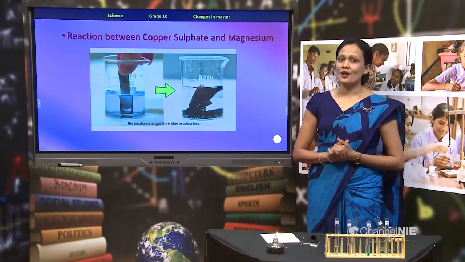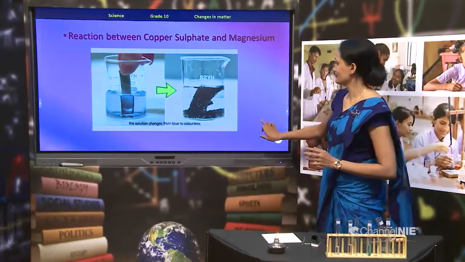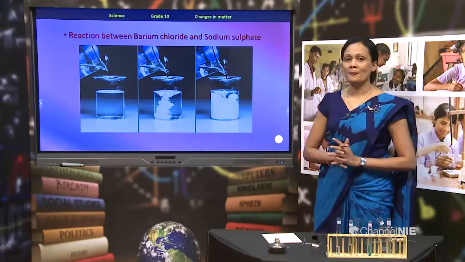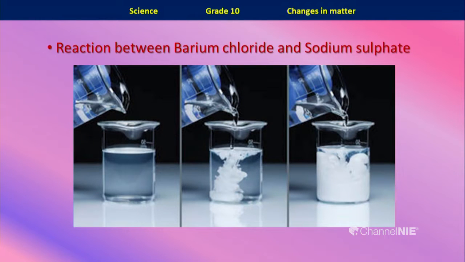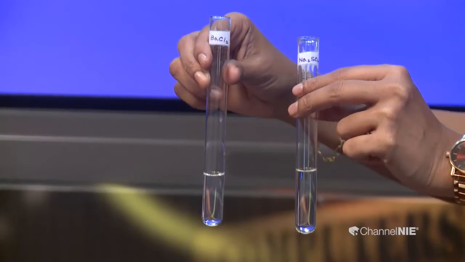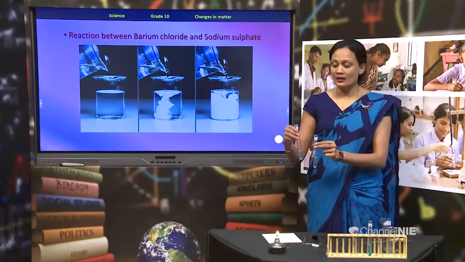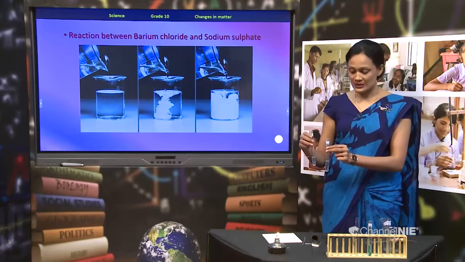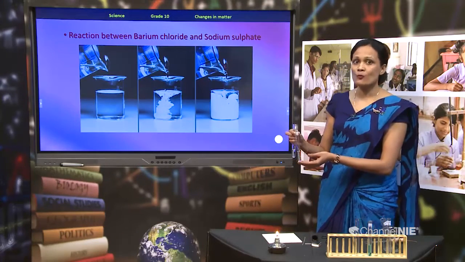Okay children, now I am going to do another experiment. Here I have two solutions, one is sodium sulfate and the other one is barium chloride. Both are colorless solutions. Then I am going to add barium chloride solution into sodium sulfate solution. Let's see what happens there.